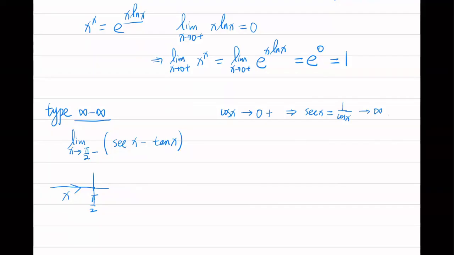How do we find this limit? They both go to infinity. Is there a tiny difference between the speed of them? Okay, it's not easy to tell. What we do, we will use a definition. Secant is 1 over cosine.